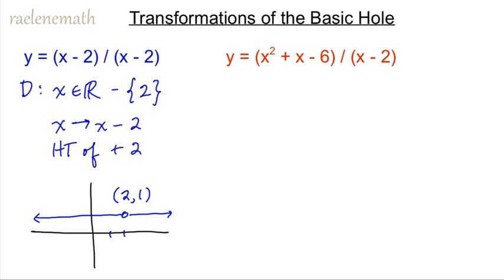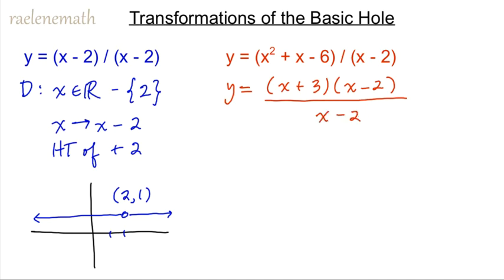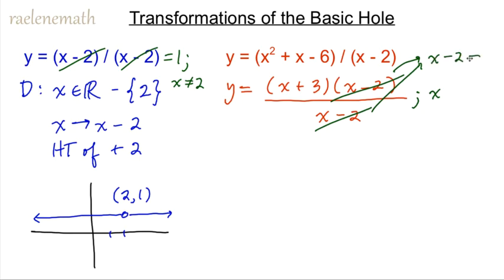The next graph is a little bit more interesting. First notice that we can factor the top. We get x plus 3 times x minus 2 all over x minus 2. And so here we can reduce the function. We could have also reduced the function here and called it y equal to 1, as long as x does not equal 2. Going back to the red function, we can reduce and say that because the denominator can't be 0, x minus 2 can't be 0, and therefore x can't be 2.